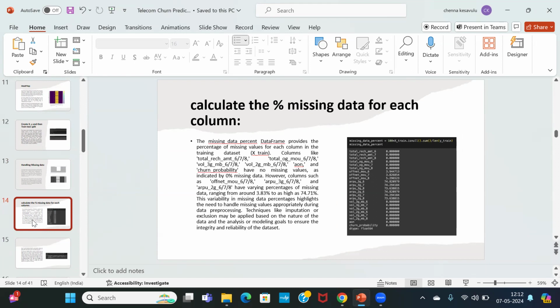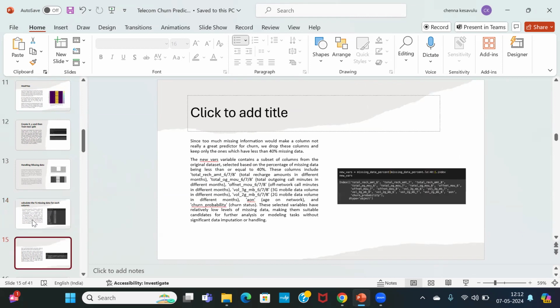Coming to the next slide, we have calculated the missing data for each column. Here, the missing data from each column, such as off-net, minutes of usage, ARPU, and ARPU 2G or 3G, shows varying percentages of missing data, ranging from around 3.83% to as high as 74%. This highlights the importance of handling missing values appropriately during data preprocessing.